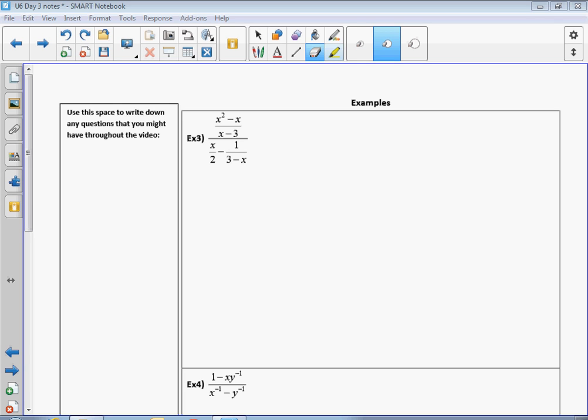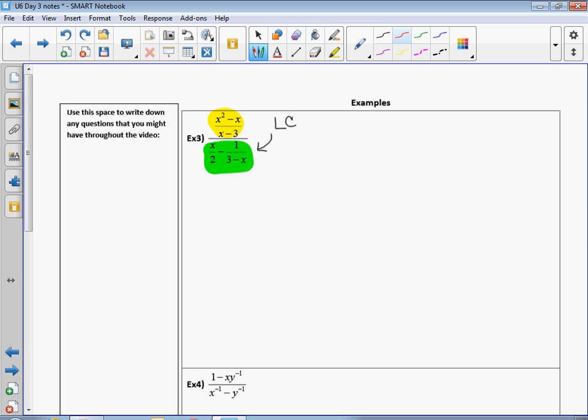Here's page 2. We're on example 3. Again, in this problem, I have one fraction in the numerator, so I'm good there for now. In the denominator, I have two fractions, and I need to subtract them to combine them into one fraction. So let's get going on that.